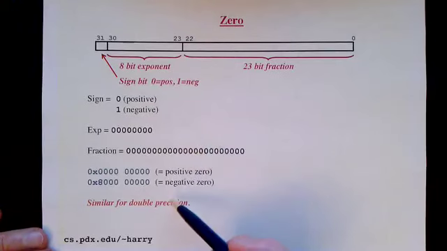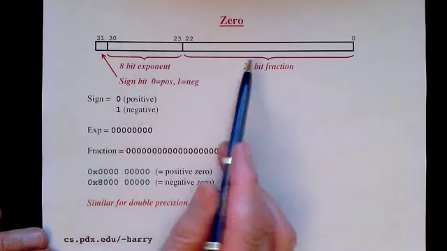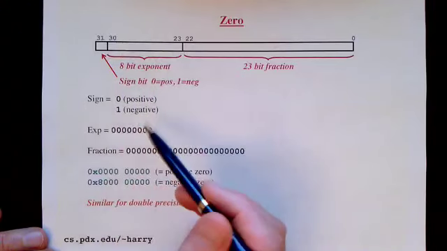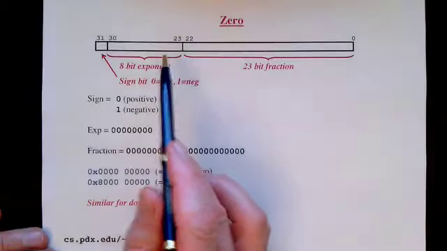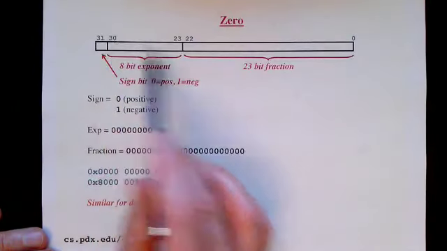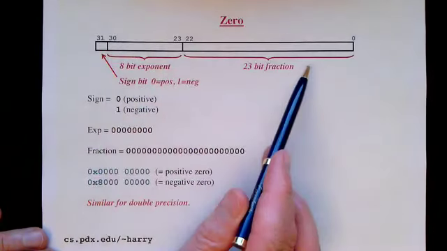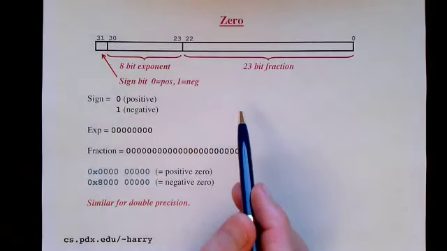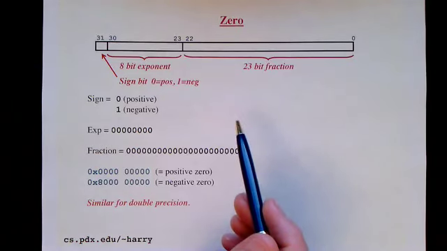We'll talk about double precision later, but it's essentially the same idea. We just have more bits for the fraction and more bits for the exponent. But in both cases, we have a positive 0 and a negative 0. It's either a 1 followed by all zeros for negative 0, or a field of all zeros for positive 0. So with this representation, we can represent both positive 0 and negative 0.